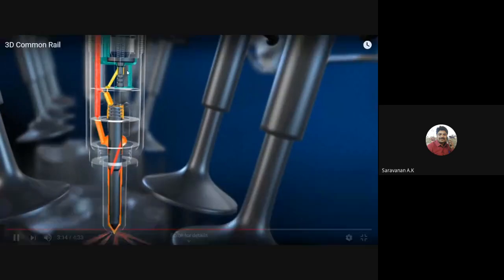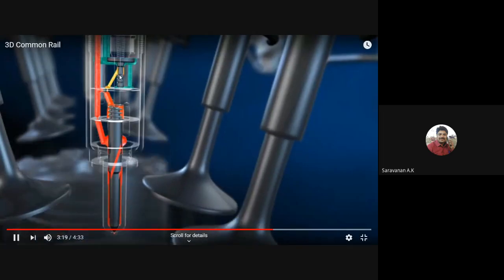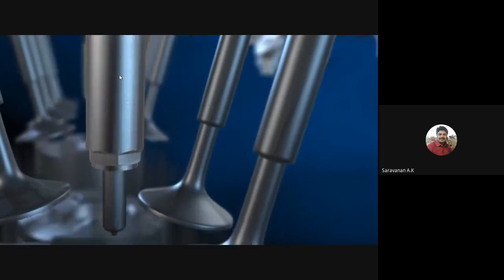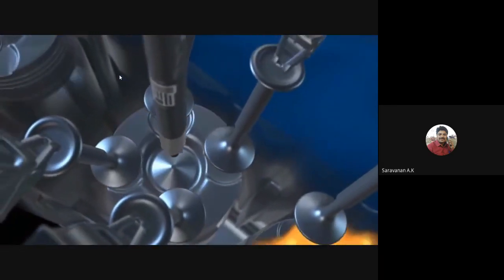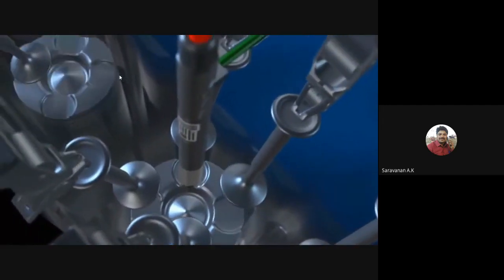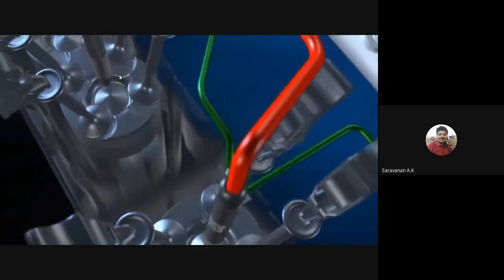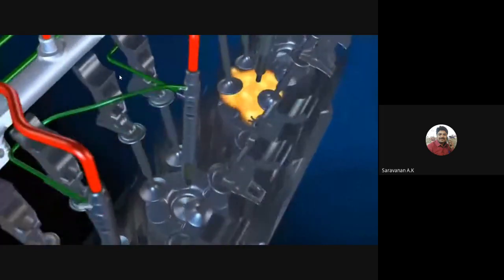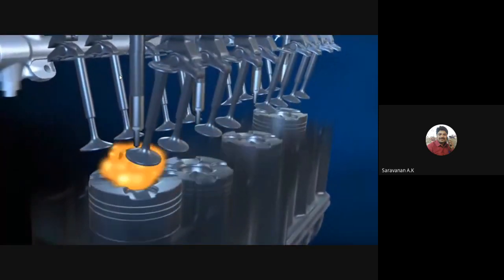At the top you can see it is energized by the ECU solenoid, then it opens its nozzle. This is the fuel injector. So it is suction, compression, power stroke. It is the power stroke. Here the red is the pipeline, right? The upper part from the common rail to the injector.